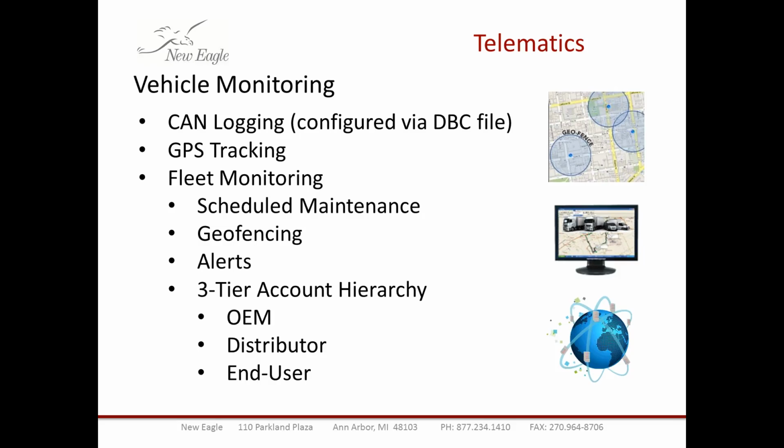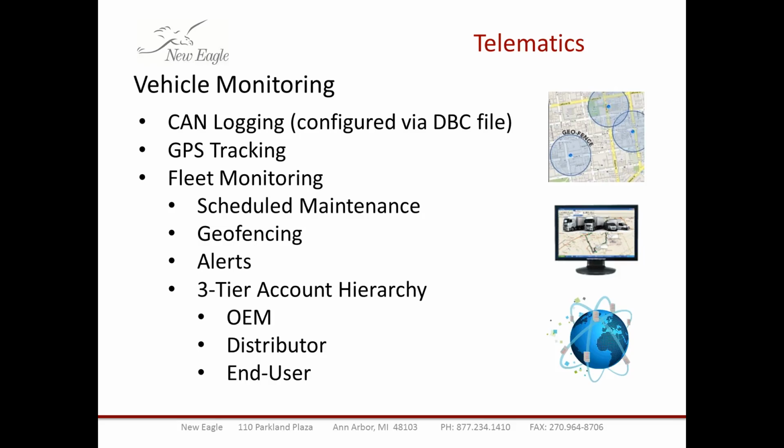So in terms of vehicle monitoring, we've got a couple of high-level features. Most important from an engineering standpoint is CAN logging, which is configured via a DBC file. That is a passive logging, so it just sits and listens on the CAN bus for any signals that are broadcast by any module on the bus. And we then collect that data and periodically transmit it to a server where it is made available for consumption either by the engineers or for fleet management purposes.